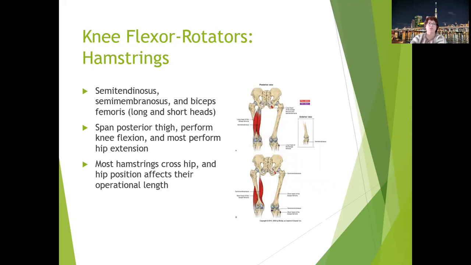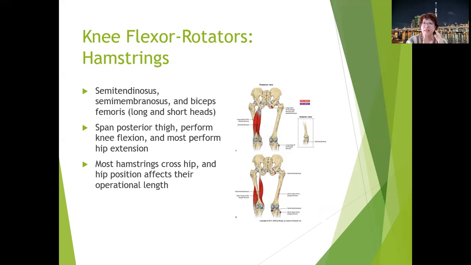So the knee flexor rotators include the hamstrings, the semimembranosus and semitendinosus and biceps femoris, long and short heads. So we talked about the three of them in the hip. They all have their origin or their proximal attachment on the ischial tuberosity, and then their distal attachments are on various places on the tibia. They all span the posterior thigh, and they perform knee flexion. All of them except the short head of the biceps femoris also perform hip extension.